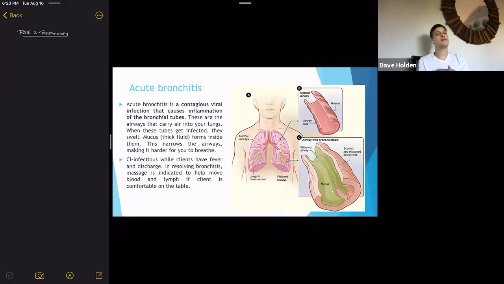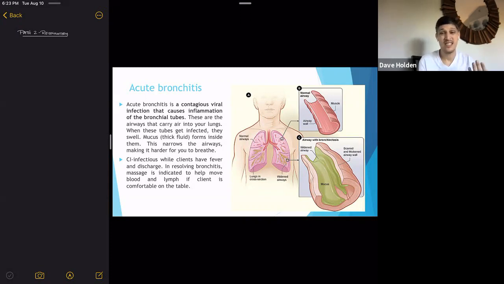All right, next up, we have acute bronchitis. And this is an acute inflammation of the bronchi, the two main branches off of the trachea. This is usually caused by a contagious viral infection. So as they get infected, they start to fill with mucus. And then on top of that, they start to constrict. So it shuts off your airways, makes it harder to breathe.